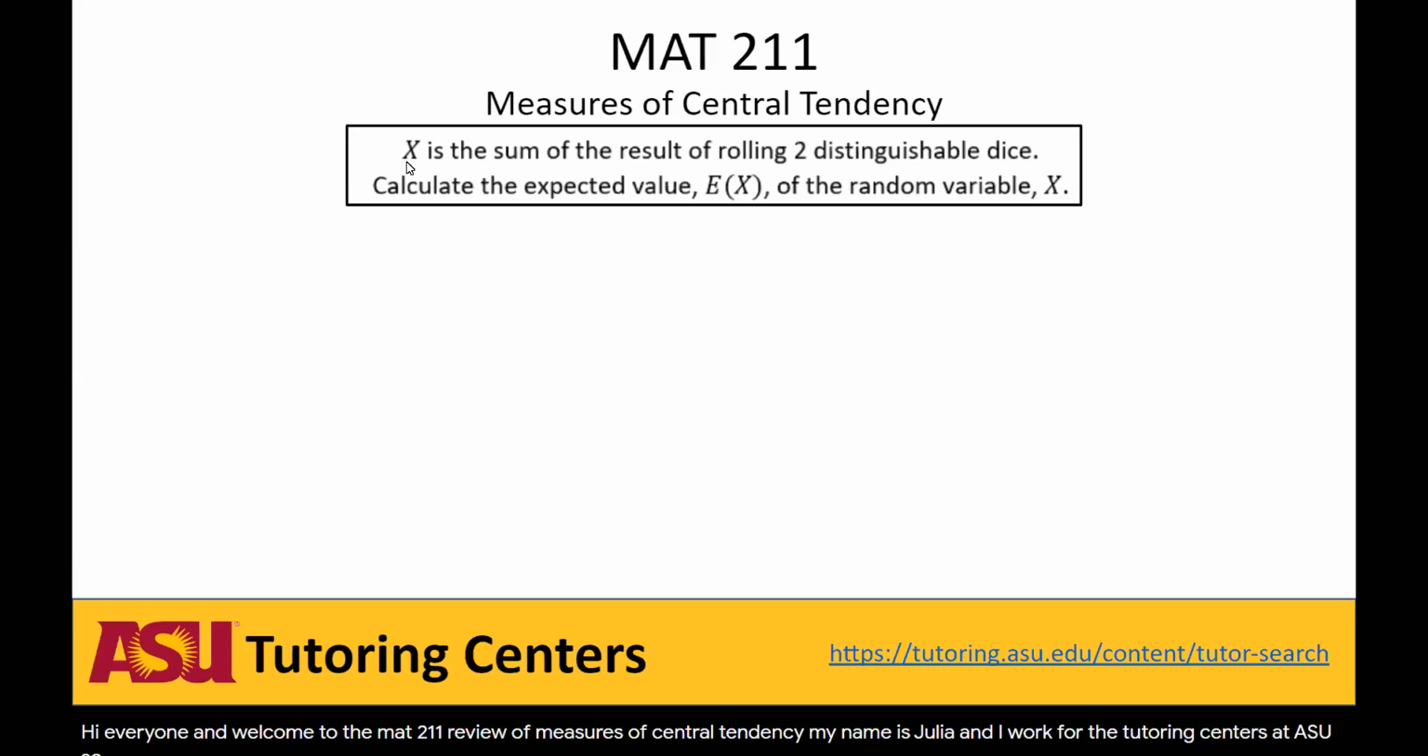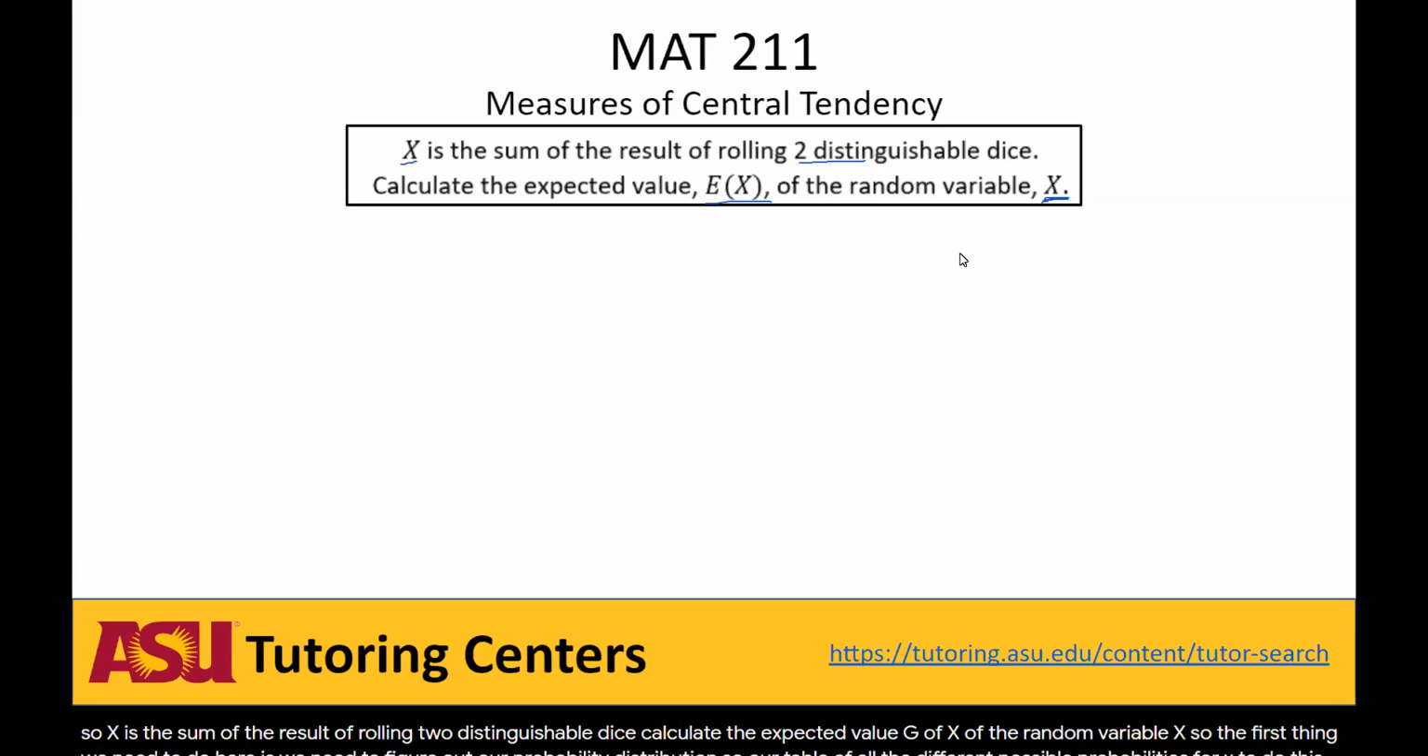So, X is the sum of the result of rolling two distinguishable dice. Calculate the expected value, E of X, of the random variable X. So the first thing we need to do here is figure out our probability distribution, so our table, of all the different possible probabilities for X.